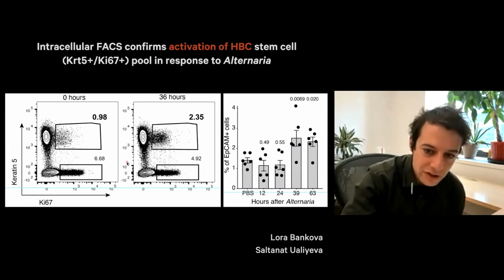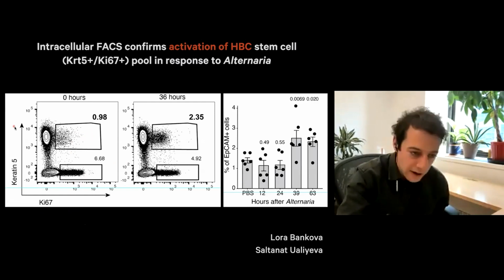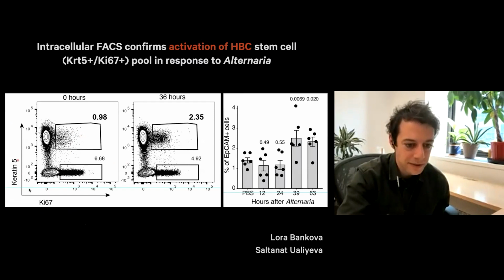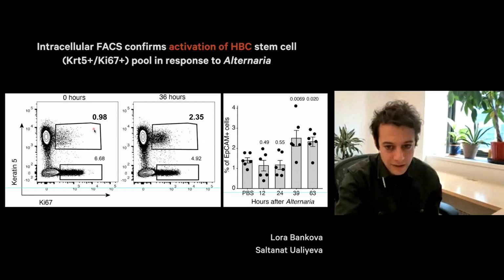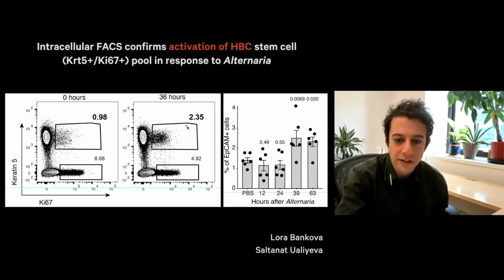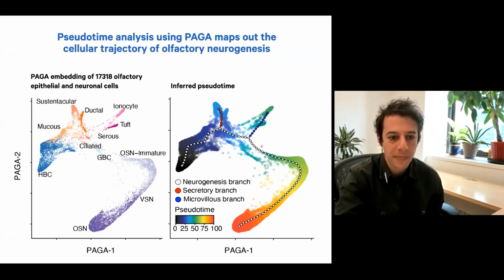And then using intracellular FACS, we could see that at baseline, there's relatively few keratin 5, so that's the marker for the basal stem cell, and Ki67 positive cells, so these are proliferating basal cells. But after the Alternaria treatment, it increases, and we can quantify that. And here's the p-values. And so after 36 or 39 hours, we see the significant increase in the proportion of proliferating basal cells in response to Alternaria.